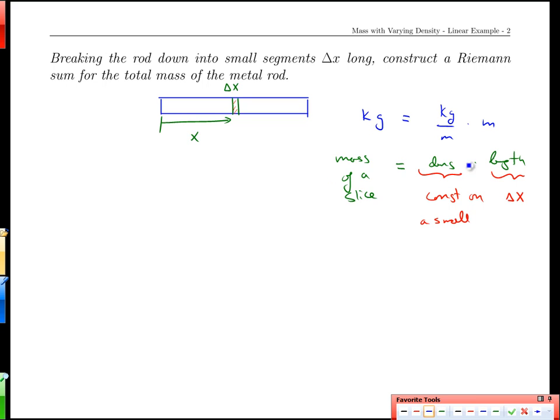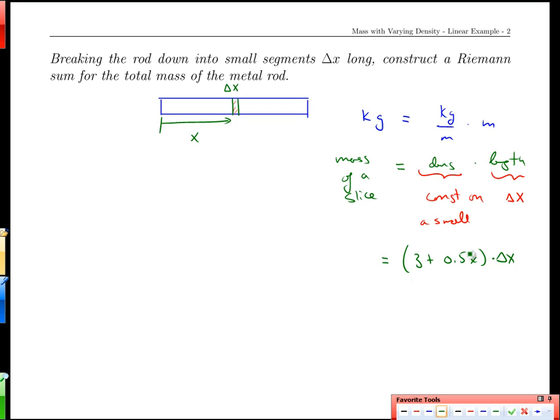So if the mass of a slice can be computed this way, we can now put in our density, 3 plus 0.5x, times delta x. That becomes the mass of one slice, and the units work out perfectly to be kilograms. With that mass then, if we want to find the total mass of the rod, then we're getting our classic Riemann sum, something times a delta x or a delta y or a delta t, a function times an interval.